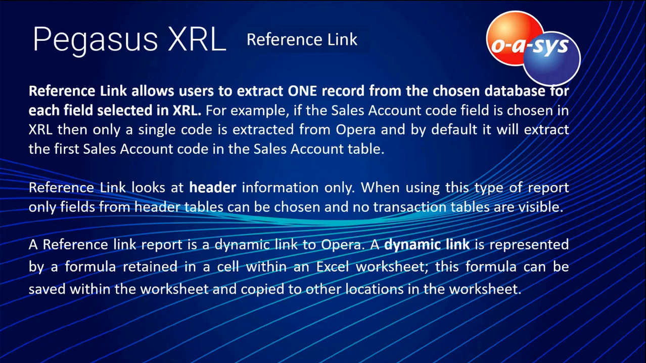Reference links look at header information only. When using this type of report, only fields from header tables can be chosen and no transaction tables are visible. A reference link report is a dynamic link to Opera. So a dynamic link is represented by a formula retained in a cell within an Excel worksheet. This formula can then be saved within the worksheet and copied to other locations in the worksheet.